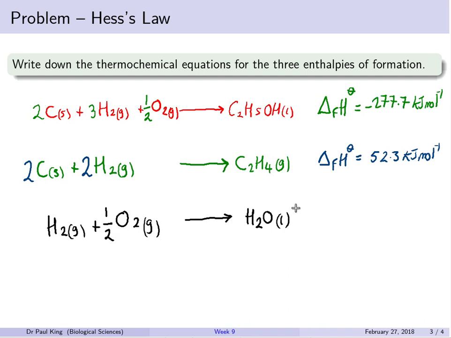That equation is then perfectly balanced. We assign the associated enthalpy change to that reaction, which in this case is minus 285.8 kilojoules per mole. There we have 3 thermochemical equations, the balanced chemical reactions in each case for the formation of 1 mole of product, and the associated enthalpy changes.